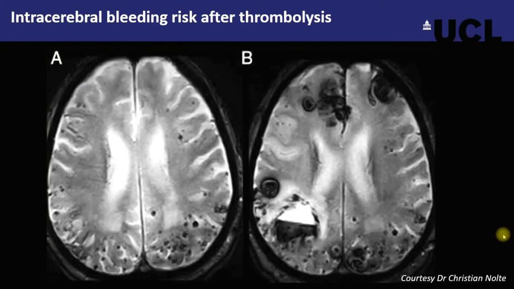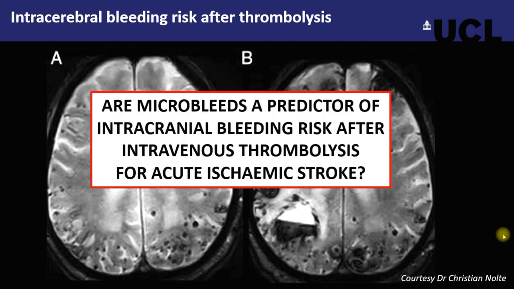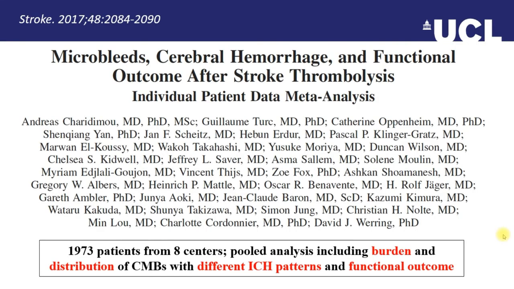or coagulopathy. Here's an example from the Berlin group showing a susceptibility-weighted MRI in panel A with multiple strictly lobar microbleeds, and then in panel B, after intravenous thrombolysis for acute ischemic stroke, we see multiple lobar macrohemorrhages, including one with a very clear fluid level. So the key question is, are microbleeds a predictor of intracranial bleeding risk after intravenous thrombolysis in acute ischemic stroke? This is a meta-analysis of nearly 2,000 patients from 8 centres, where we looked at microbleed distribution and burden on different patterns of intracranial hemorrhage after acute ischemic stroke, as well as on functional outcome between 3 and 6 months.